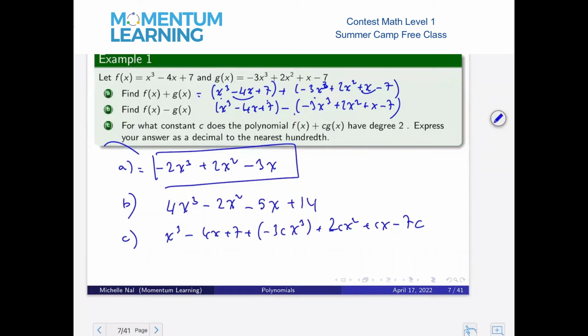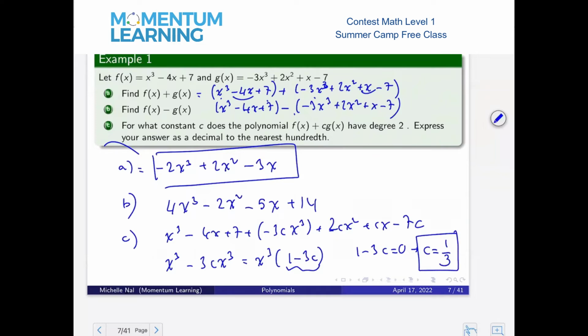All they need to care about is the x cubed minus 3cx cubed, right? And we want this to be 0. So you can factor out x cubed, 1 minus 3c. Again, we want the coefficient to be 0. So therefore, 1 minus 3c is 0, and c is 1 over 3. And the question says x is a decimal, so it is 0.333.